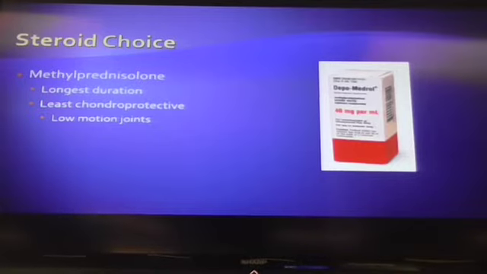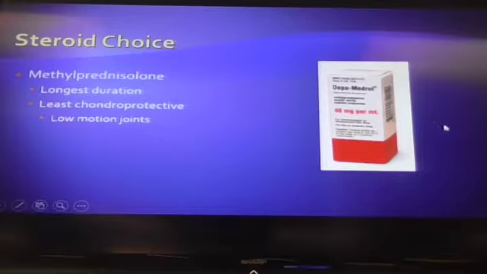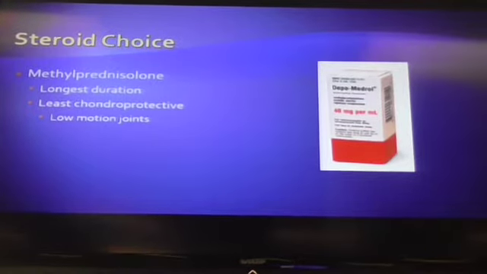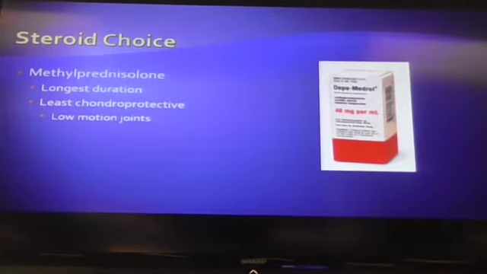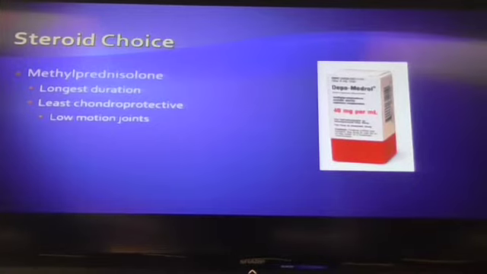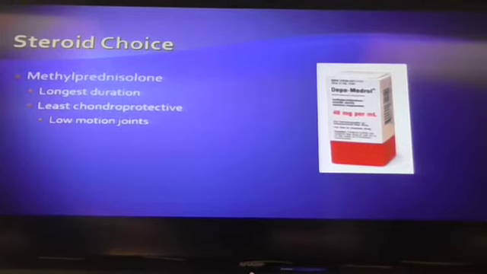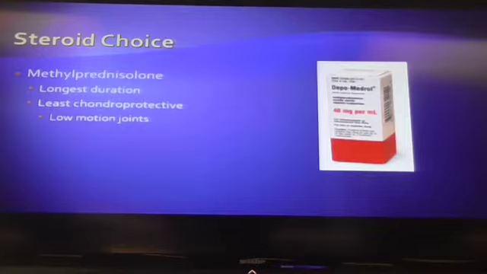Now we've got several different steroids. This is one of the most common ones, depomedrol, which is methylprednisolone. Very good steroid, especially for hocks. Really helps them feel better, lasts quite a long time. However, it's not as chondroprotective as some of the other steroids. Meaning, once you put it in, it can kind of start a degenerative cycle on the cartilage itself. It doesn't protect the cartilage as well as some of the other steroids do.